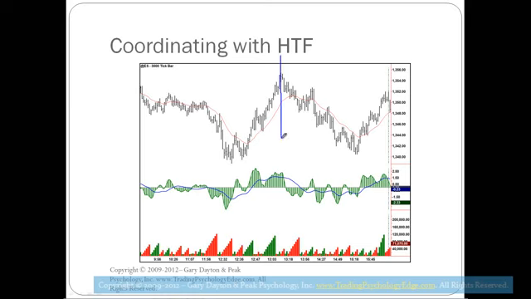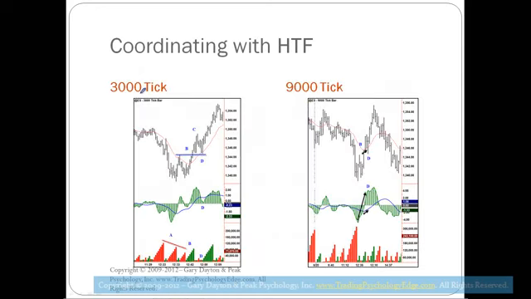Okay, we're going to cut this one in half. So we've got an up move on this part of the day and then a down move into the afternoon. So let's take a look at both. Okay. And I want to coordinate this. Here's the 3,000 tick with the 9,000 tick, and this is the first half of the day.